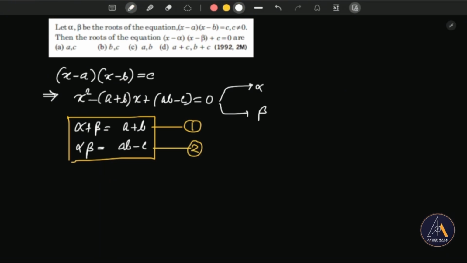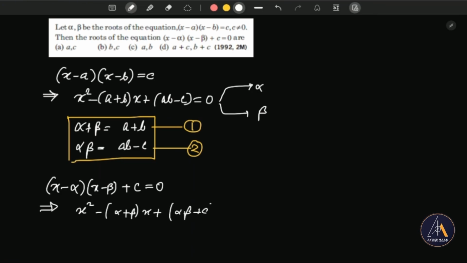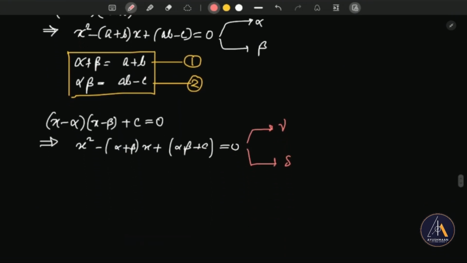हमें जो second equation दिया है, second equation is (x − alpha)(x − beta) + c = 0. Now again opening the bracket and simplifying, x² − (alpha + beta)x + alpha beta + c = 0. Now let the roots be gamma and delta. So from here I can say that sum of roots gamma plus delta equals alpha plus beta, and alpha plus beta was a plus b from equation 1, and gamma delta, product of roots, equals alpha beta plus c.